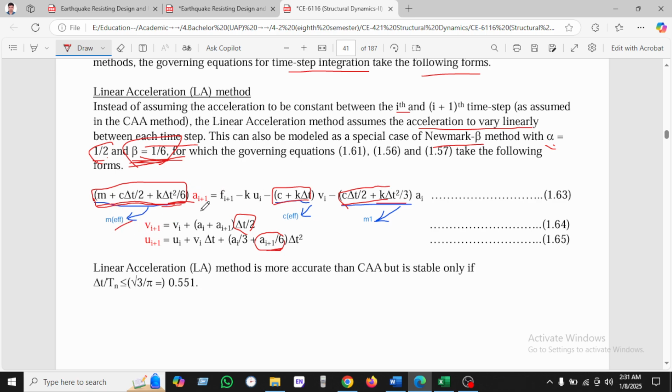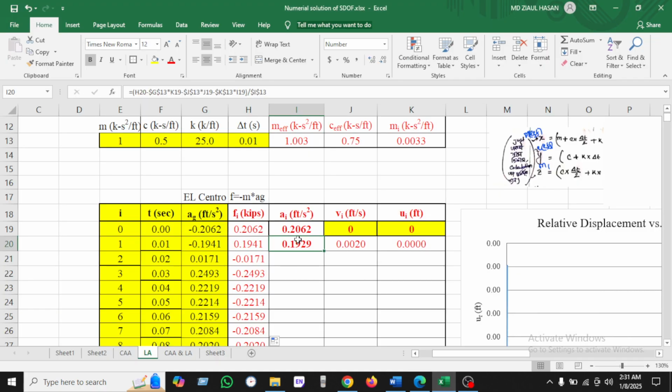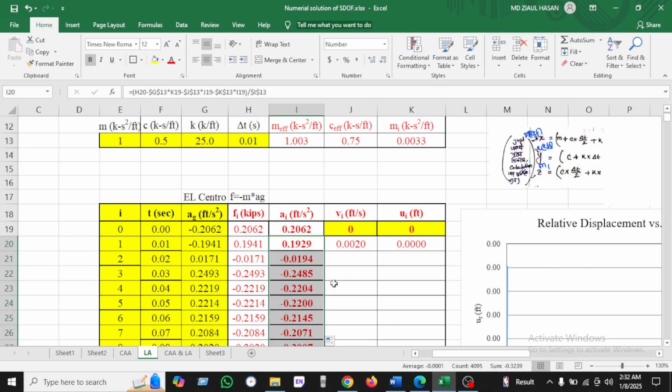This will be M effective into A, and F minus K U C effective into B, and M1 into A. But we are finding the A value, that's why we take this and divide it by M effective, and in this way we find, here we can see all the parameters calculated here, and found 1.99. All the calculation will be the same as it is.